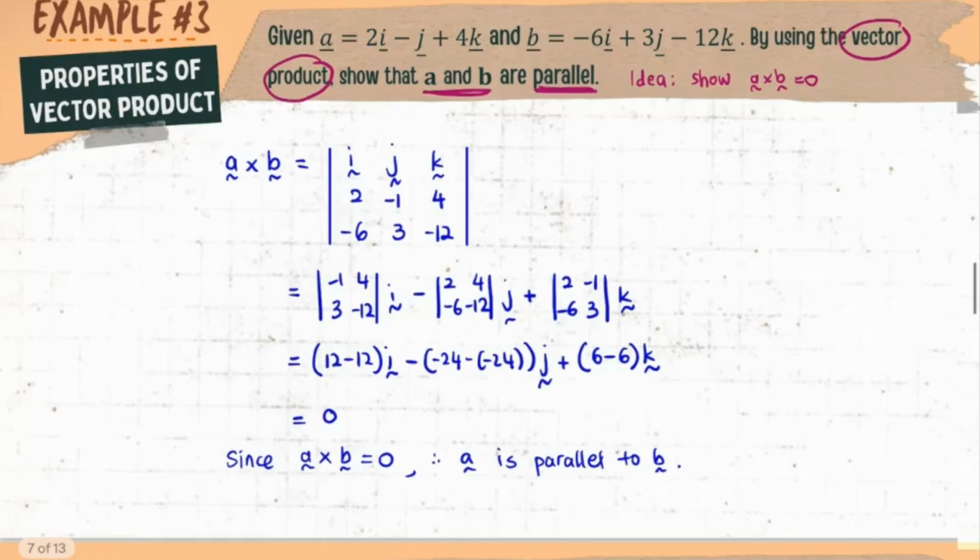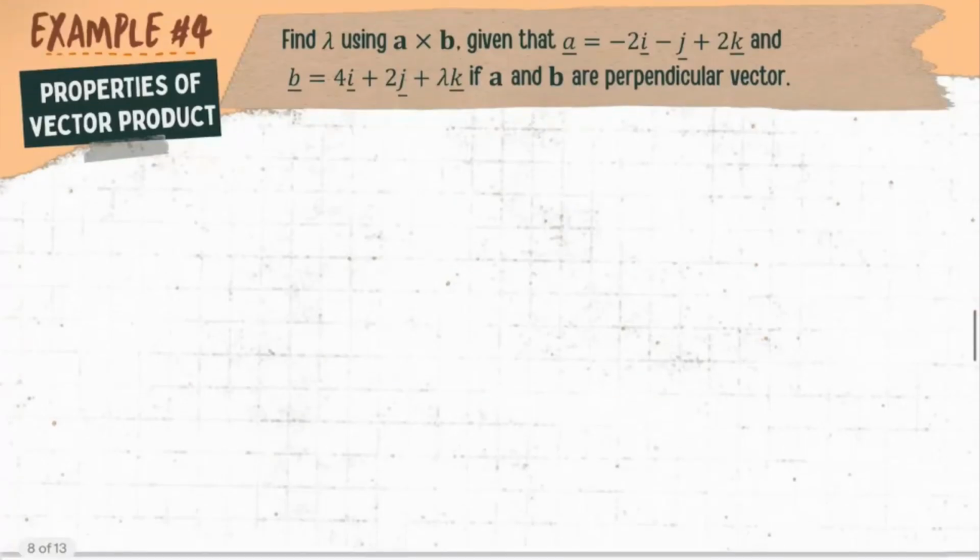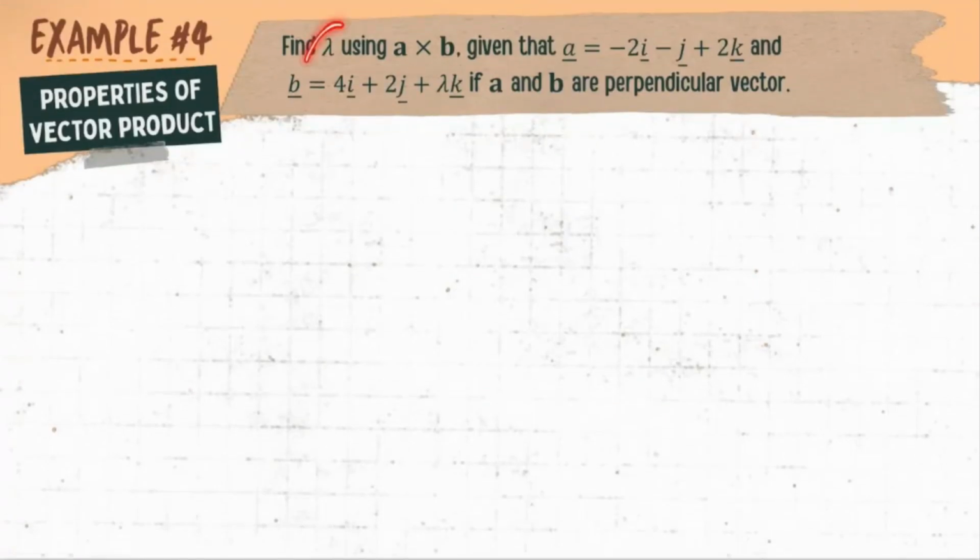Now kita pergi kepada example keempat. Okay, find lambda using A cross B. Given that A is this vector, B is this vector, and A and B are perpendicular vector. Okay, dekat sini dia kata the vector are perpendicular.